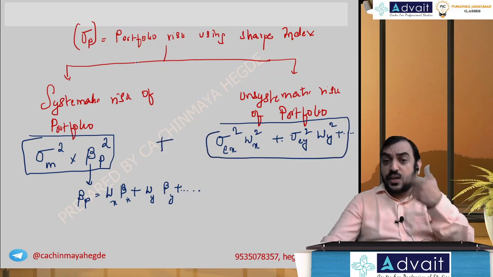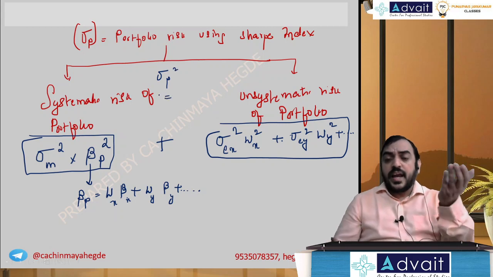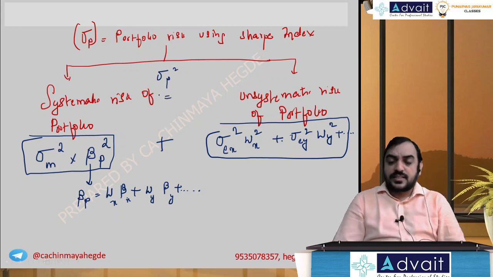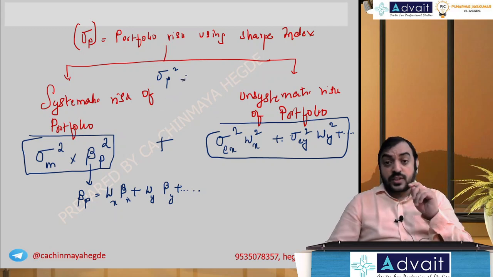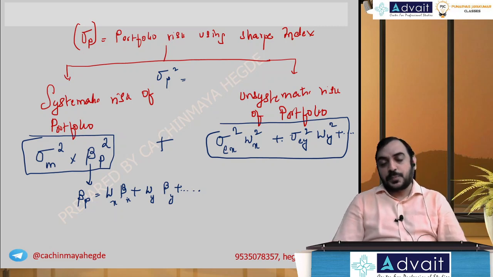And I add both. I get total risk, of course variance, I get. Then if I take the standard deviation, this is going to be variance. This is sigma p square equals this variance. And if I take a square root, I'll get the standard deviation. If they ask you portfolio risk using Sharpe index, you have to follow these steps.